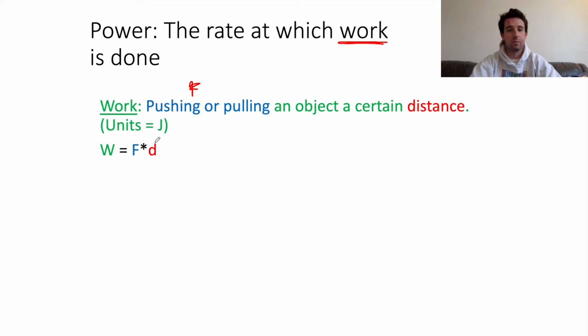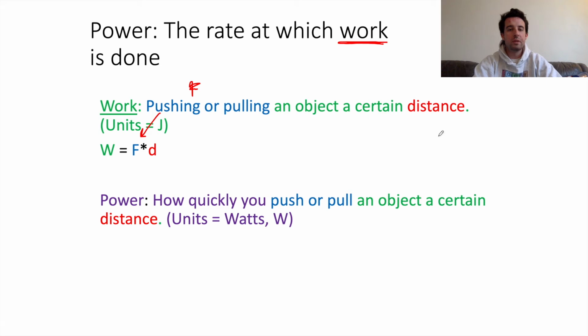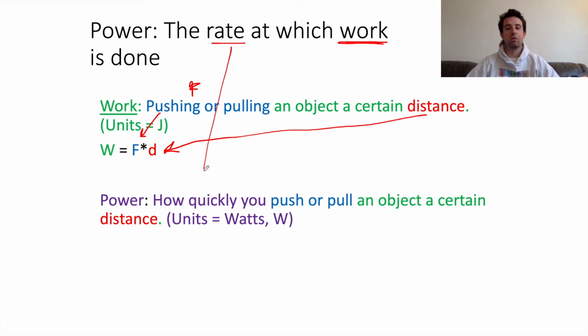Distance, that's the d. Power is talking about the rate. So what that means is how quickly you push or pull an object a certain distance. So it has to do with how quickly you are getting work done. So back to the example of the person lifting the barbell a distance, power would be not only are you lifting the barbell a distance, but how fast are you lifting that barbell that distance. So power would change the heavier the barbell is, and it would also change based on how quickly you move the barbell. Kind of cool, huh?